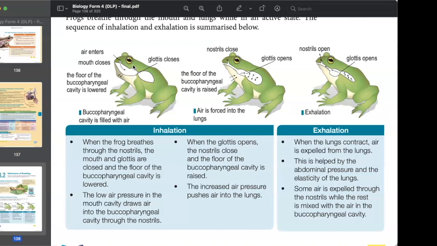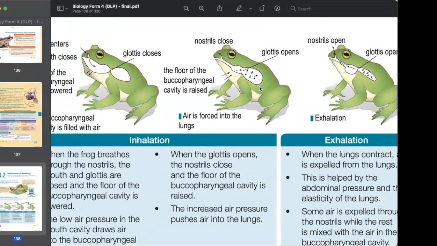Bila glottis open, nostril akan tertutup. And then the flow of bucopharyngeal cavity is rise. Dia akan naik ke atas. Untuk apa? Untuk increasekan air pressure. Supaya apa? Supaya udara daripada bucopharyngeal cavity ni ditolak pergi dekat lung. Ni lung ni. The increased air pressure push air into the lung. Kenapa kena pergi kat lung? Sebab lung is the place where the gaseous action will occur. Boleh faham? Siapa tak faham boleh ulang balik video cikgu ni.